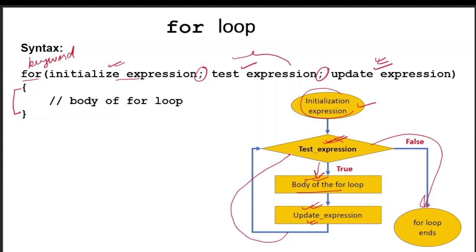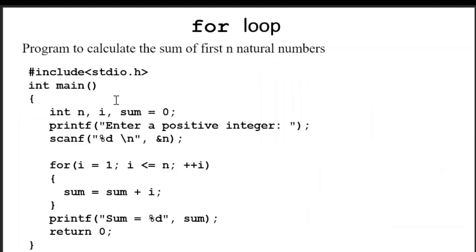Then we are checking again the test expression, whether it is true or false. If false, come out of the loop. If true, execute the body of the for loop again, then update the expression again, and then come and check your test expression again. So let's see a code snippet for the for loop.